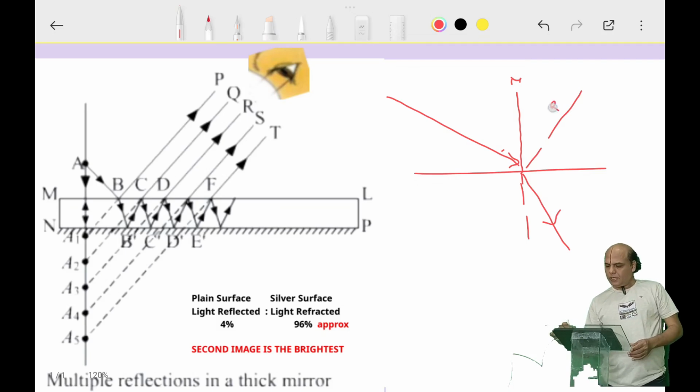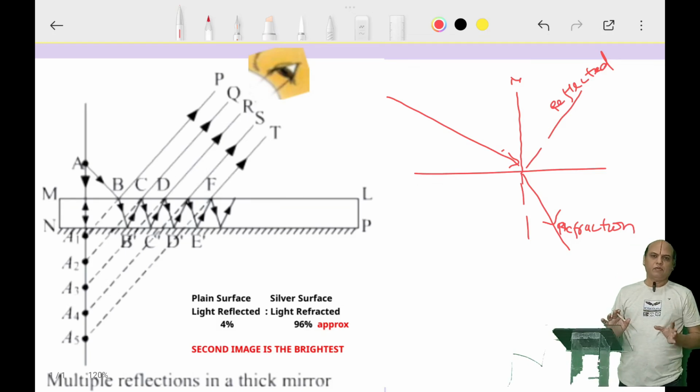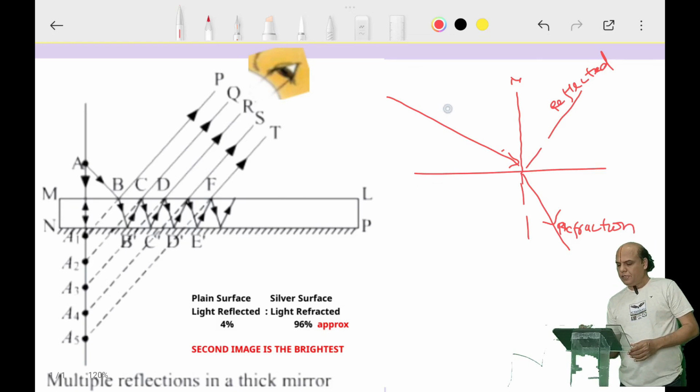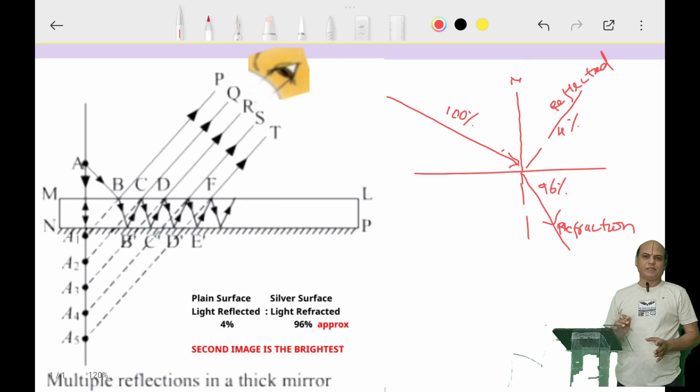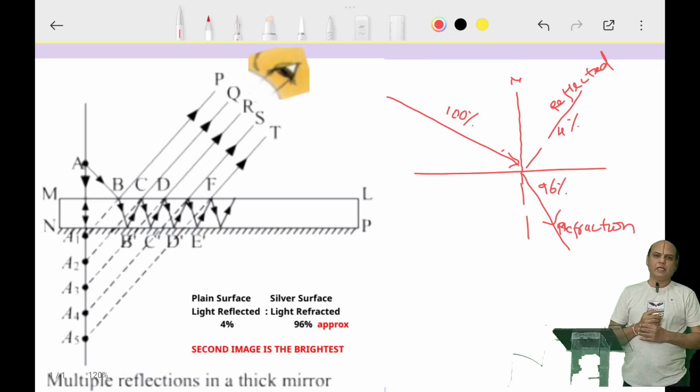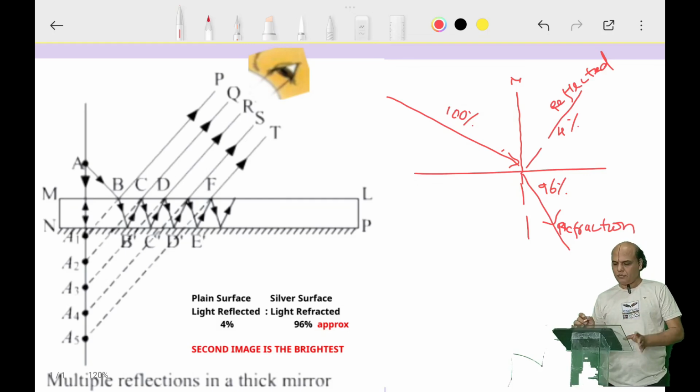This reflected ray we studied in 9th class, and we are studying refraction now. Light is nothing but a form of energy. If 100% is the light that is falling, around 4% of this light energy is reflected and the remaining 96% gets refracted. So we should bear in mind that reflection is a mere approximately 4% of light energy, whereas the remaining will go for refraction.